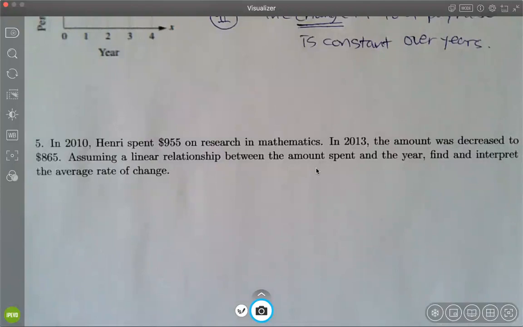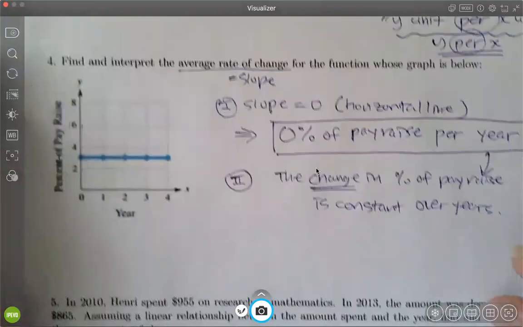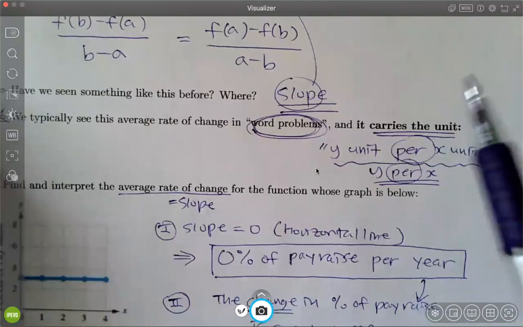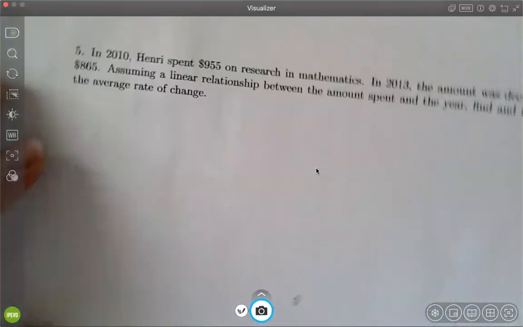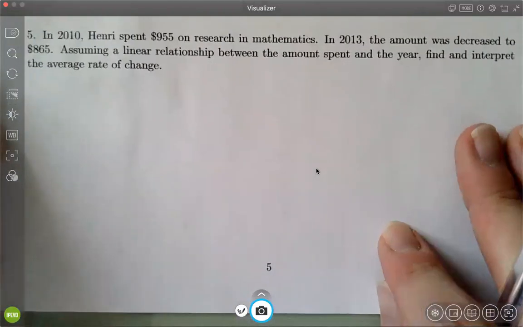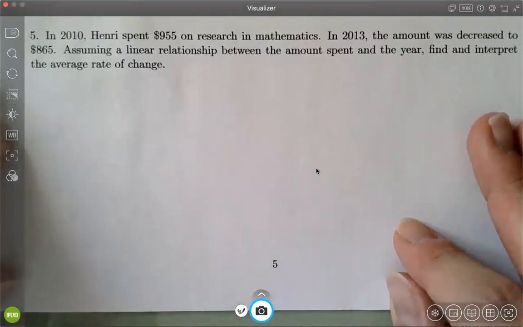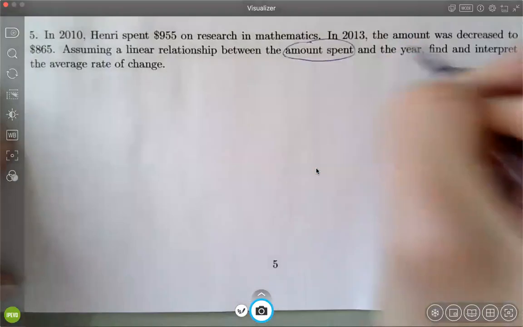Okay, so far we had X and Y, and we need X and Y because our unit for average rate of change has to have Y per X, right? Now in this problem, do you see the two units going on? What are the two units being dealt with? Dollars spent and the year. Money and the year. Yes, okay, so these are the two units.